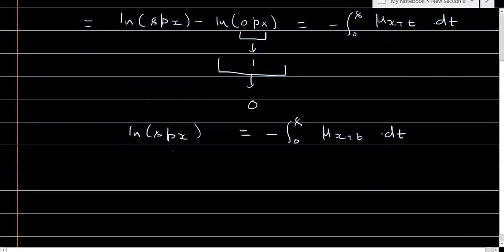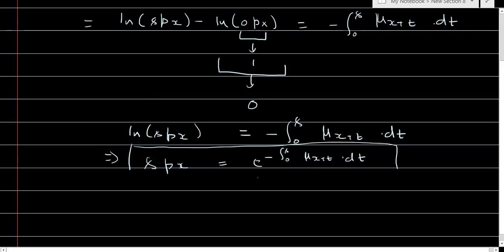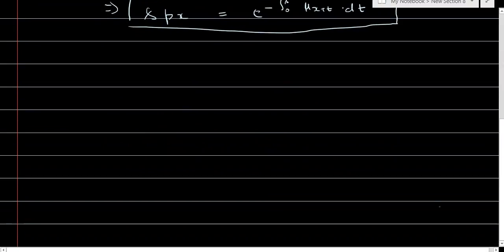Finally, taking both the sides to an exponential, so I'll just have the log and exponential will cancel, and spx would be equal to e to the power of negative integral of 0 to s mu x plus t dt, and this is the definition of pxs. In the core reading, this same definition is given in terms of t. So if I want the definition of probability that a person aged x lives for another t years, that is nothing but e to the power of minus integral 0 to t of mu. I cannot take a t here, so I'll just take another variable. I'll take s ds.